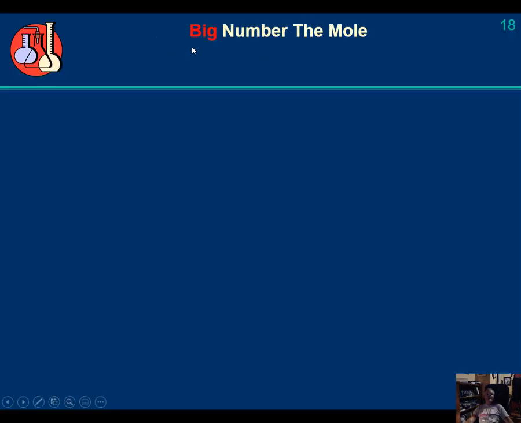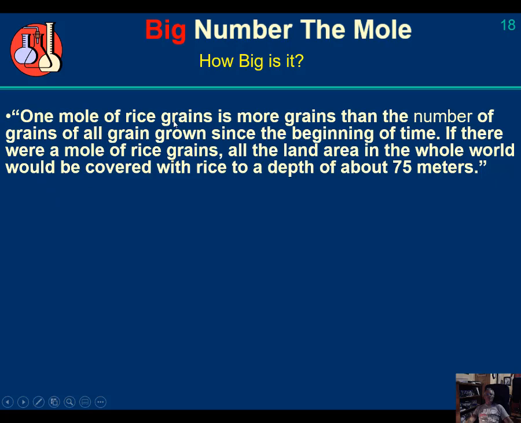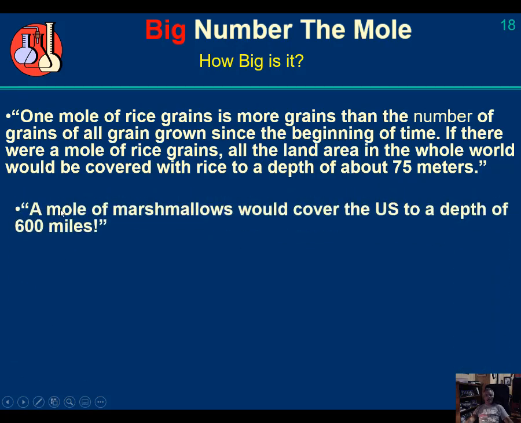So let's look at the mole and how big it actually is. It's pretty astounding. So how big is the mole? Well, 1 mole of rice grains is more grains than the number of grains of all grain grown since the beginning of time. If there were a mole of rice grains, all the land area in the whole world would be covered with rice to a depth of about 75 meters. That's a lot of rice. A mole of marshmallows would cover the U.S. to a depth of 600 miles. That's a big marshmallow roast.